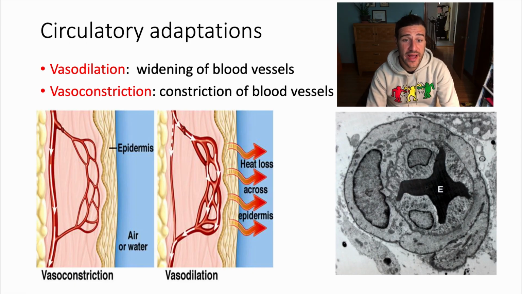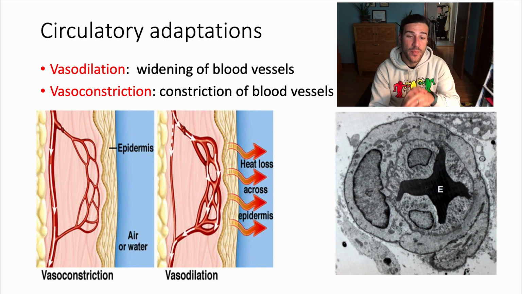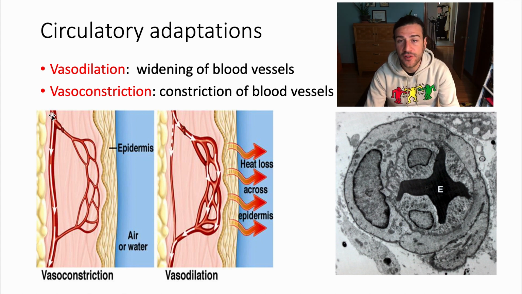So circulatory adaptations, these two are red terms. So basically, blood flowing away from the heart, just a little bit of information. Oxygen-rich blood flowing away from the heart is carried by the arteries, and arteries branch off into tiny little arterioles, and then the tiniest of all vessels in our bodies are called capillaries.